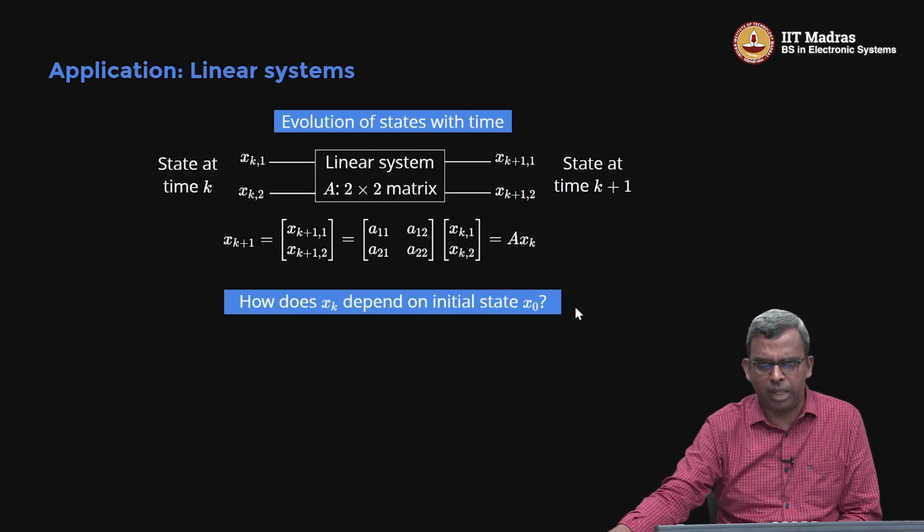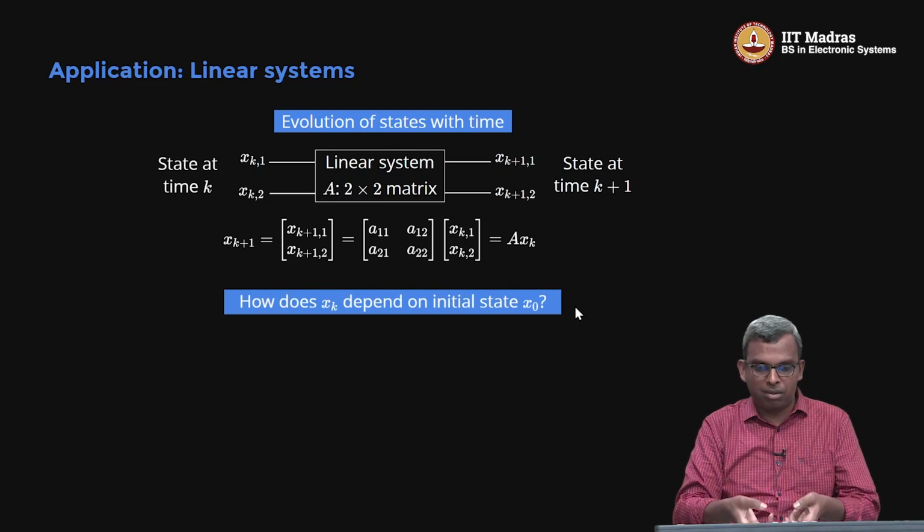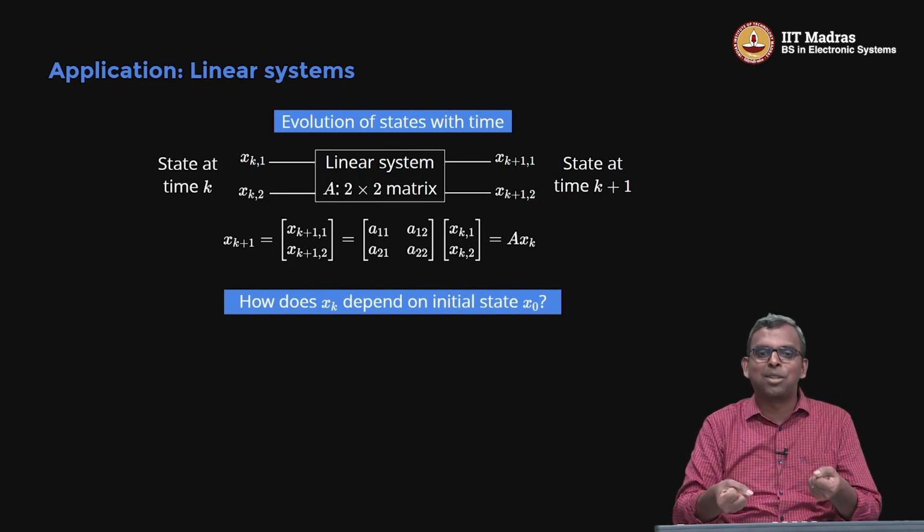This is an important question, right? So, usually your state is evolving, you have a system that maybe is built with some devices, and your states maybe are voltages and currents. I want to know what happens to xk as time evolves.